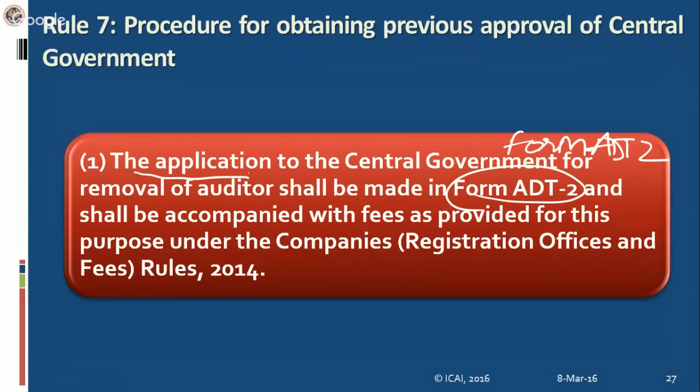The procedures the company has to comply with are explained in rules. So the first important point is that the application to the central government will be made in form number ADT2 and it shall be accompanied with fees as provided for the purpose under the Companies (Registration Offices and Fees) Rules 2014.